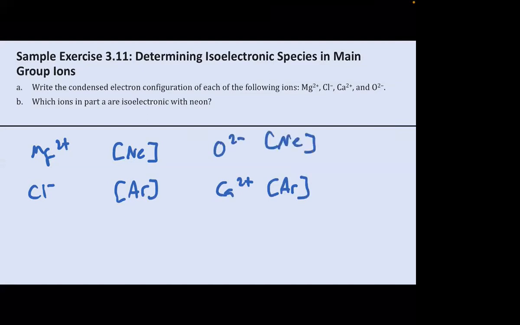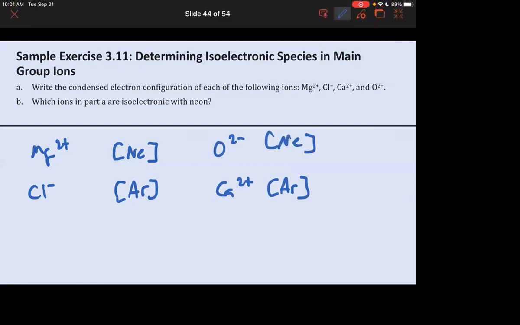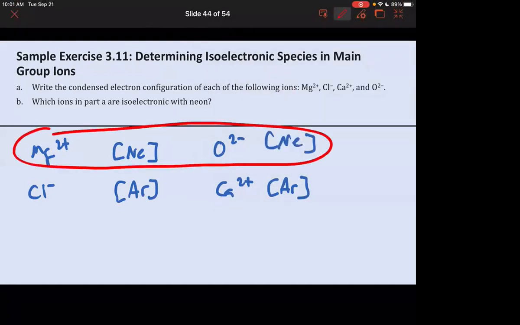Which ions in part A are isoelectronic with neon? We've answered that already. Those are isoelectronic with neon. Okay.